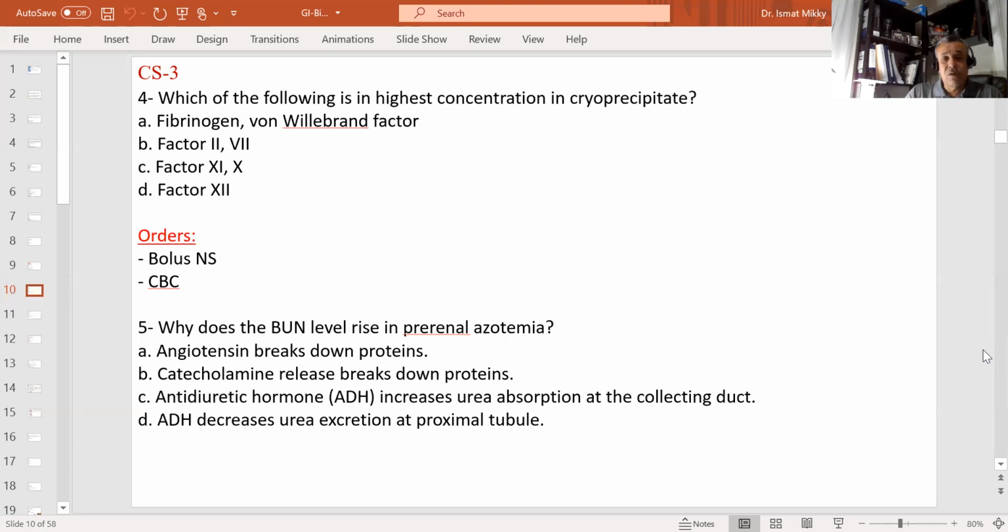So the ADH hormone stimulates, again, the urea transporter 1 in the collecting duct of the kidneys, so they can absorb more urea. So more ADH hormone means more urea reabsorbed. And blood in the upper GI tract increases the BUN level.